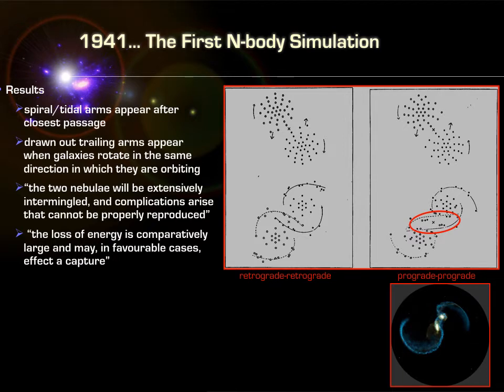And he went through and found what were the best configurations if you wanted to draw out long tidal features, or if you wanted to have a bridge of material appear between two interacting systems. And what he found, the conclusions are sort of written there with some quotes under the results on the left, are exactly what you would find today if you move forward 80 years in time.